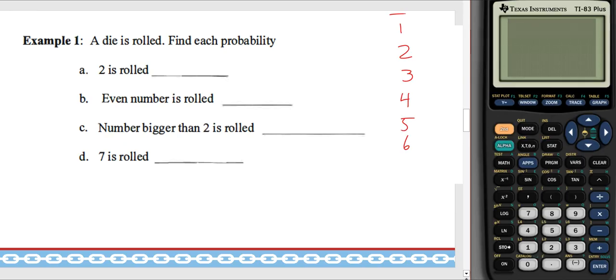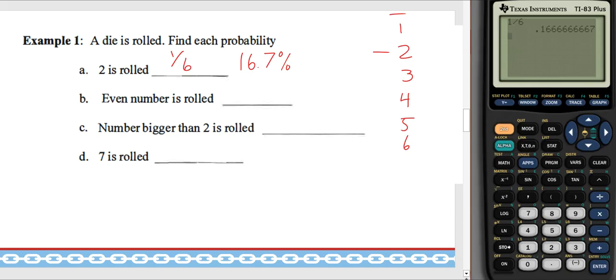The first question: what is the probability that a 2 is rolled? There's only one 2 on my die, and there are 6 total options that could happen every time I roll. So there is a 1 in 6 chance that I roll a 2. I could type that fraction into my calculator, 1 divided by 6. I get that repeating decimal. I could round it off however is necessary, 16.7%, or you could round it up to 17%. It just depends on how accurate you need to be in your situation.